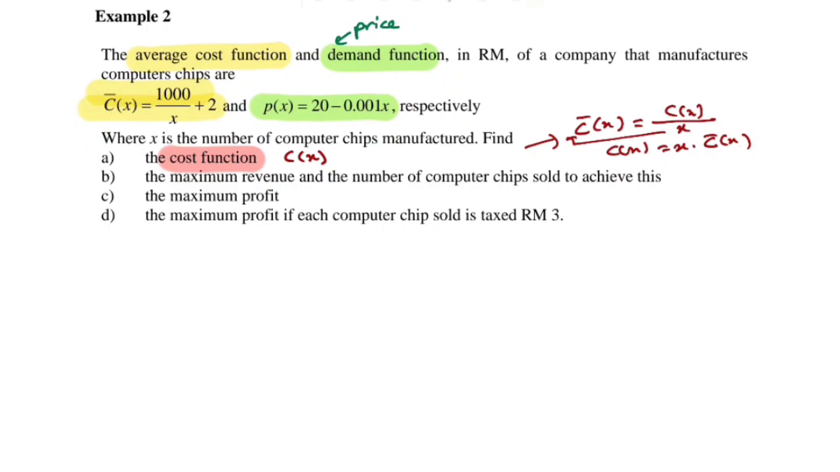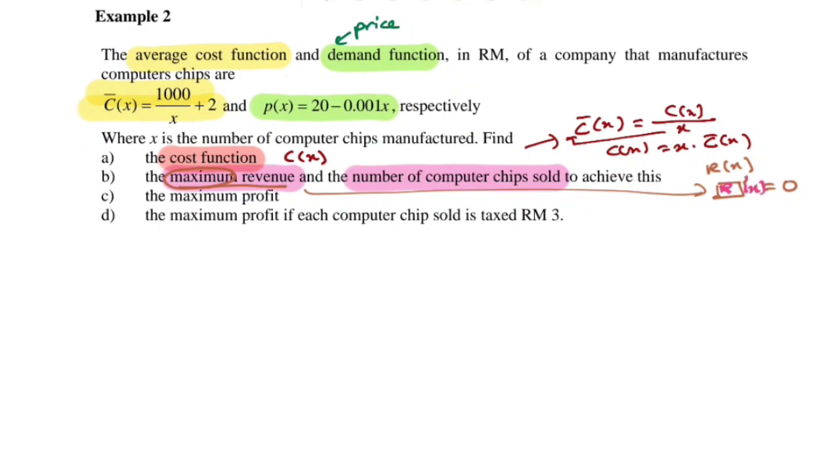Next question. Find the maximum revenue and the number of computer chips sold to achieve this. So what is this question asking for? The first question is asking about the maximum revenue. So this means we want to find what is the revenue. The keyword is maximum. Remember, whenever you see the word maximum or minimum, you must always remember to differentiate that function and equate it to 0. And what is that function that we want to maximize? It's the revenue function. So we have to differentiate that revenue function.